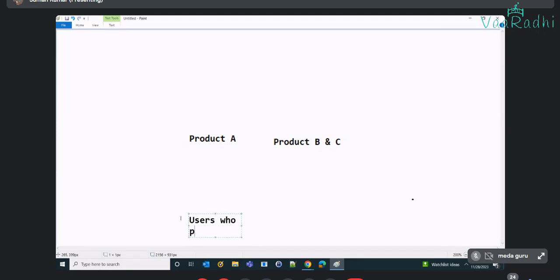who purchased product A also purchased B and C. So this way it is showing some notification.